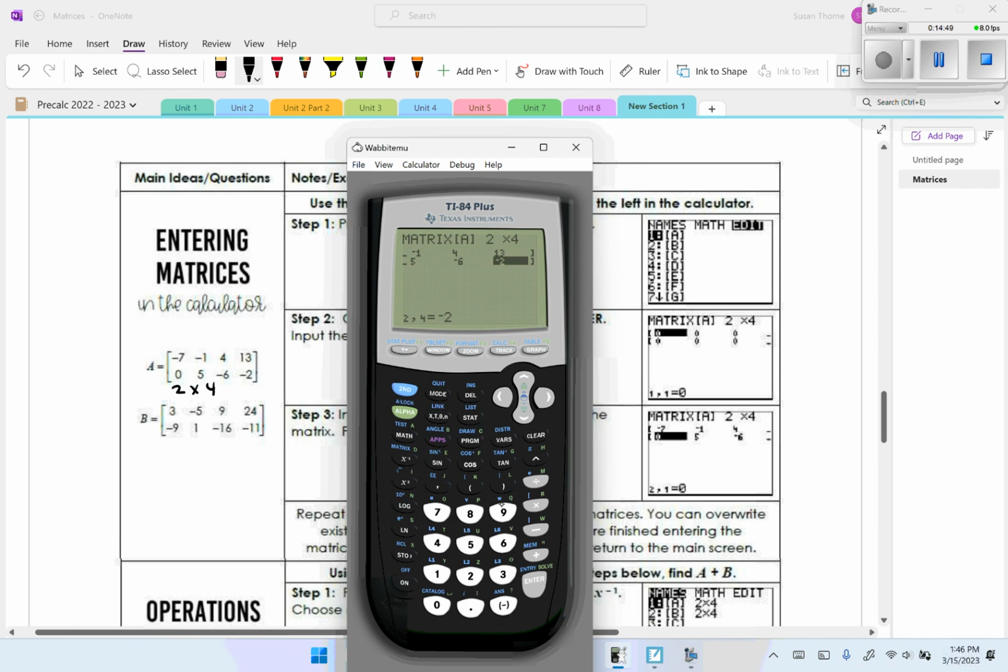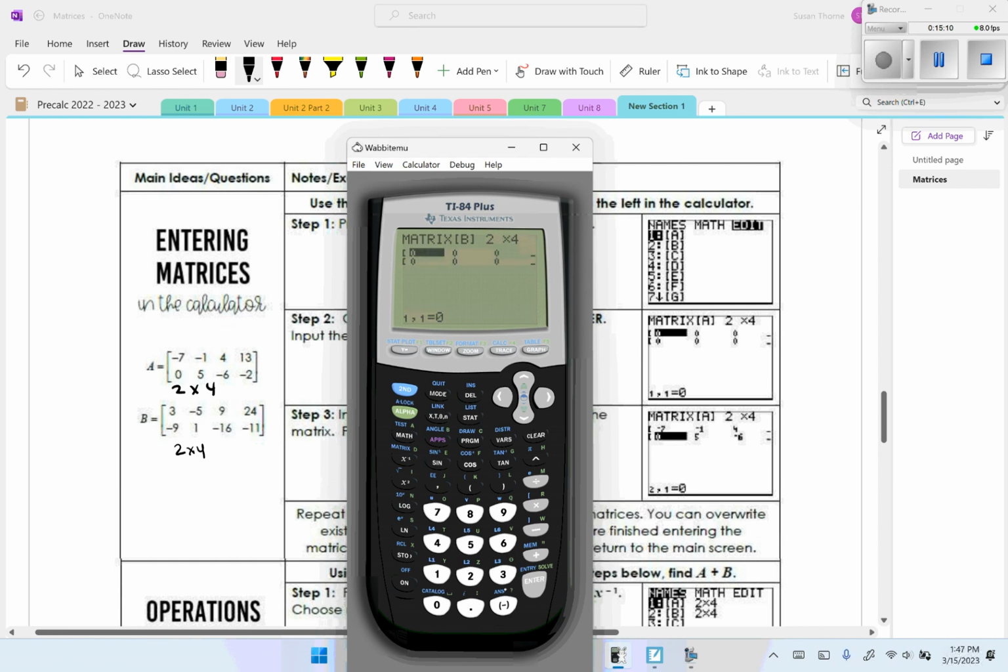So now that we have that, we are going to input the dimensions for the next matrix. To get out of here, you can hit second mode to quit, and then we're going to do second matrix, right arrow over to edit. Now we're going to do a different matrix. Let's do B since this one says B here. This is also a 2 by 4 matrix. So 2 enter, 4 enter.